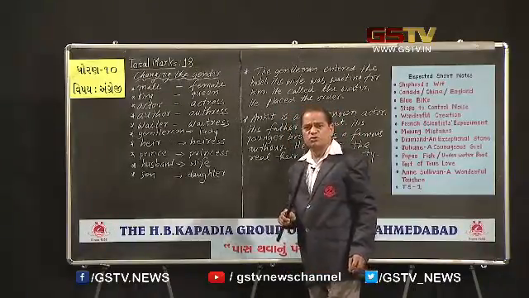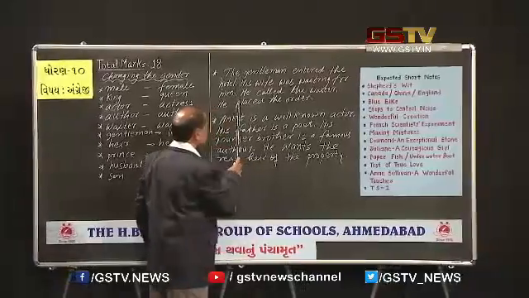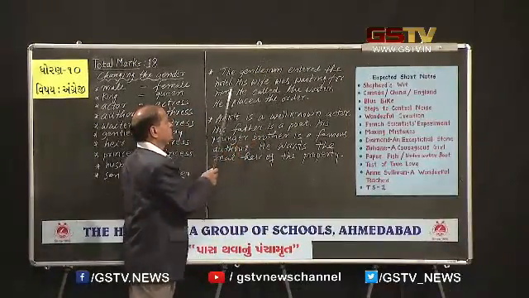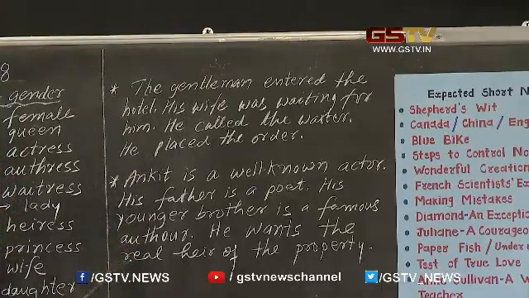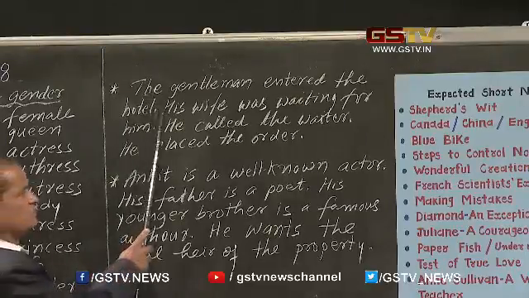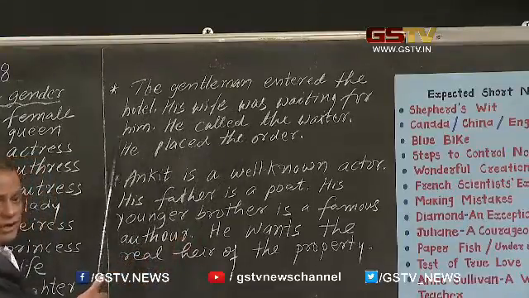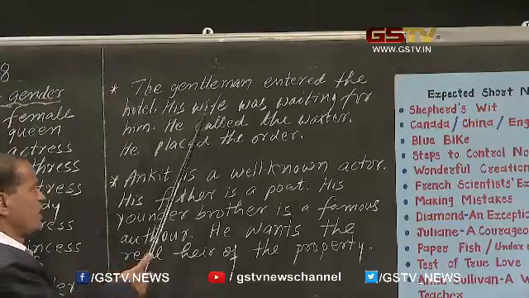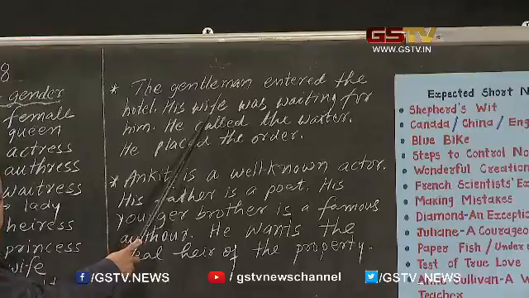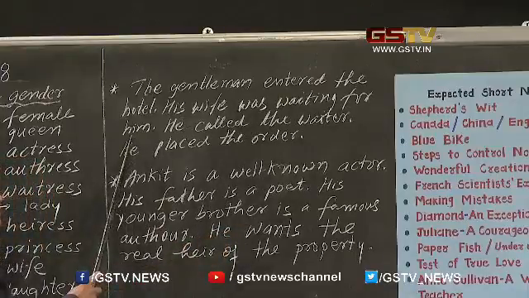I have written two paragraphs, and we have to convert them into feminine gender. You see here, the gentleman entered the hotel. For the gentleman, the feminine gender is lady. So, the lady entered the hotel. His wife was waiting for him. His will be converted into her, because the feminine gender of his is her. Now, the feminine gender of wife is husband. So, her husband was waiting for her.